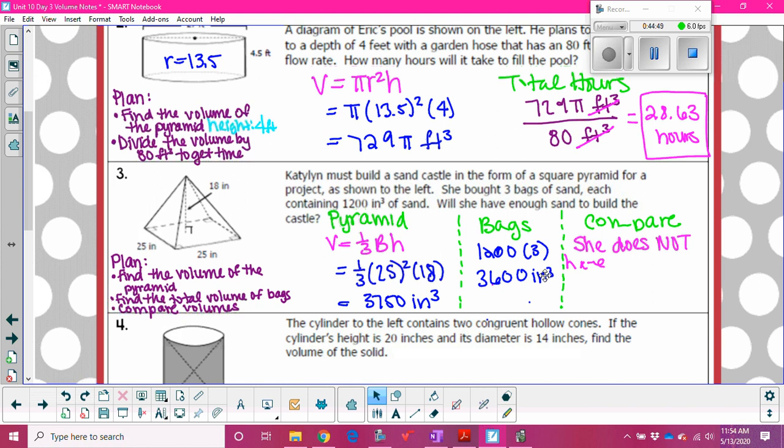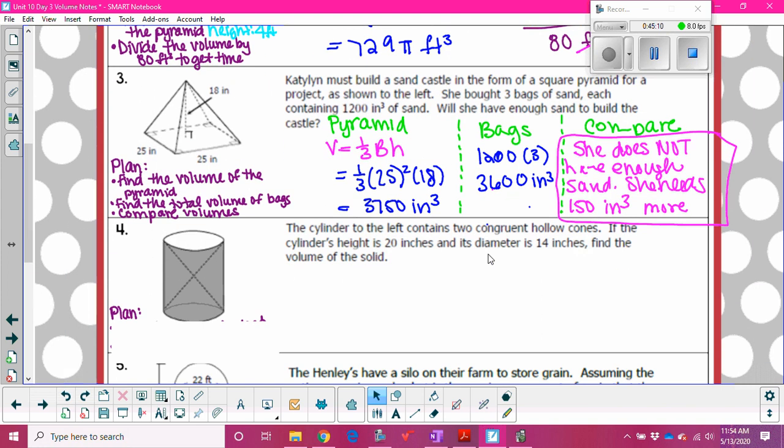How much more does she need? She needs 150 cubic inches more. Okay, pause it and do number 4.